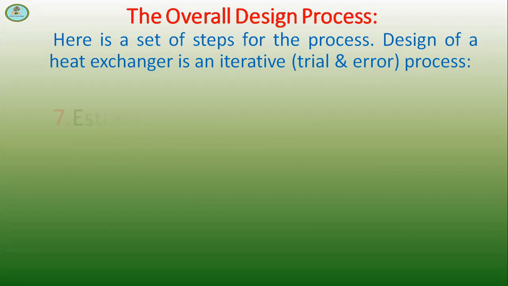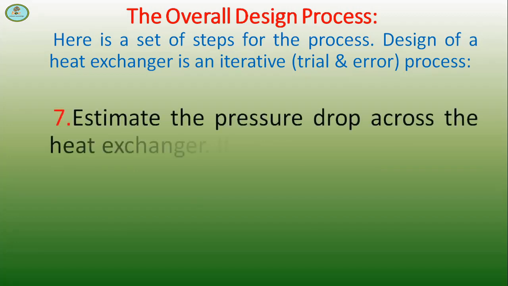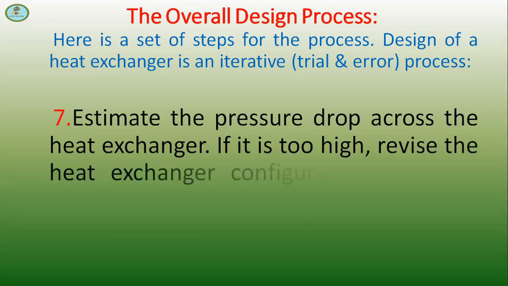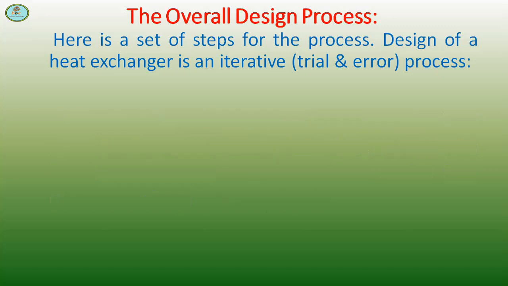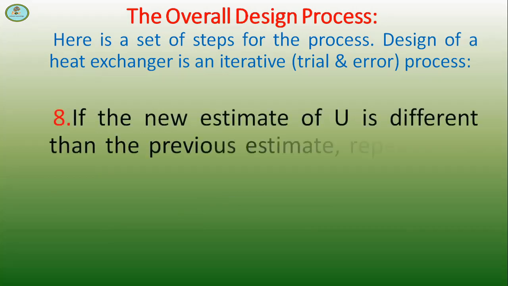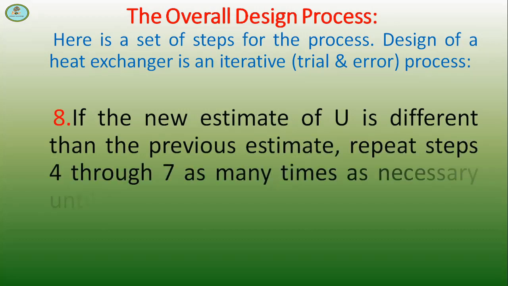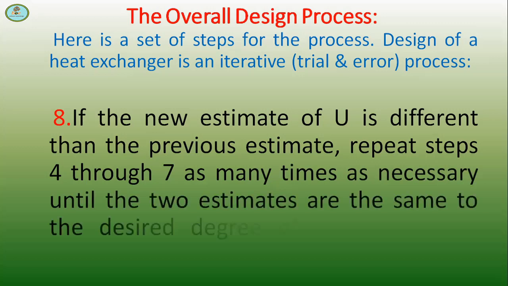Seventh is estimate the pressure drop across the heat exchanger. If it is too high, revise the heat exchanger configuration until the pressure drop is acceptable. Eighth is if the new estimate of U is different than the previous estimate, repeat steps 4 through 7 as many times as necessary until the two estimates are the same to the desired degree of accuracy.